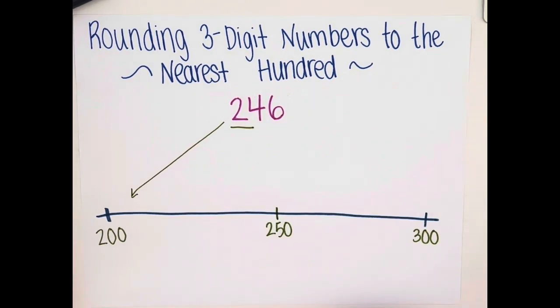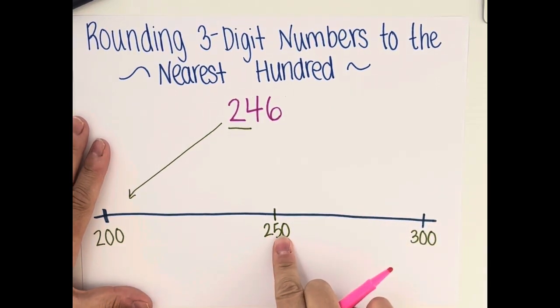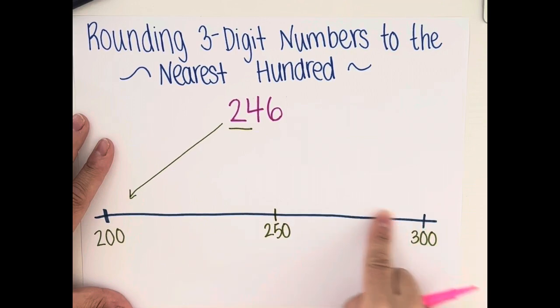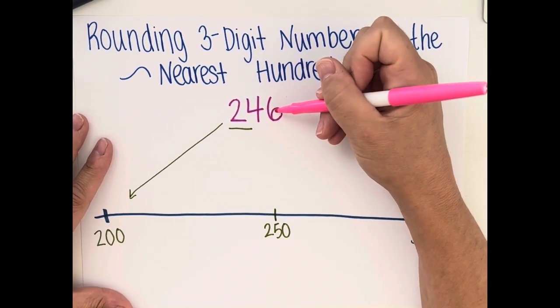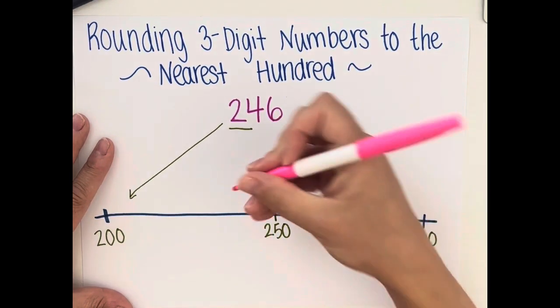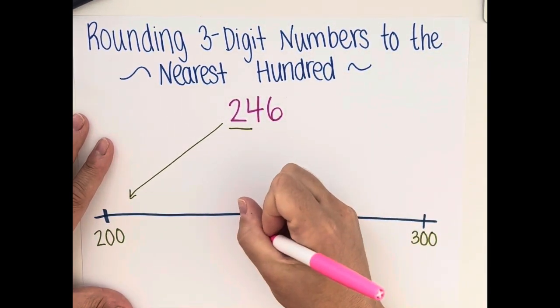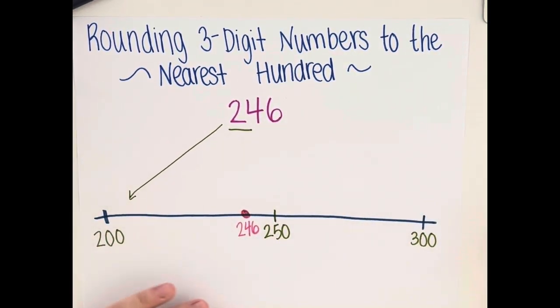Now we can place the number 246 on our number line. Does 246 come before the midpoint or after? Well, let's see. 246, I know 46 would come before 50. So it's going to be very close, but 246 is before the midpoint.